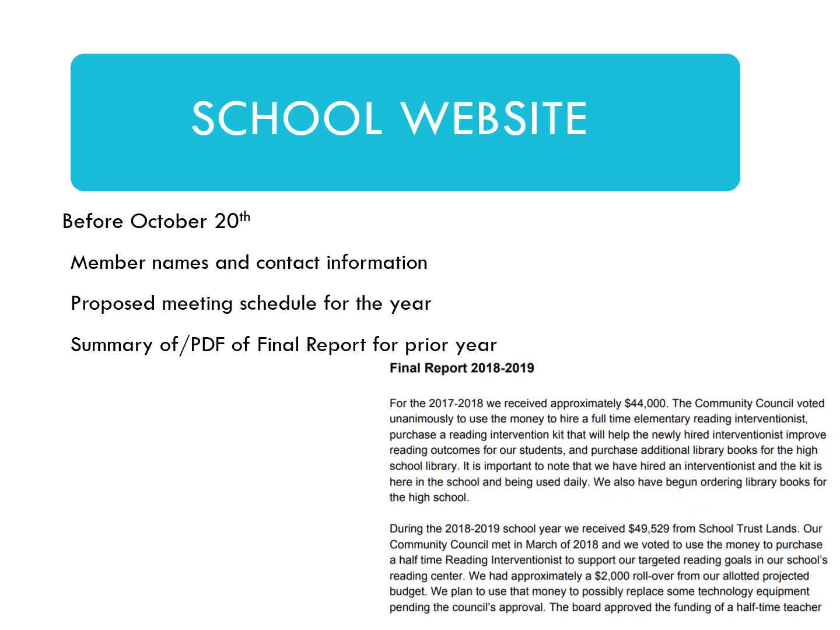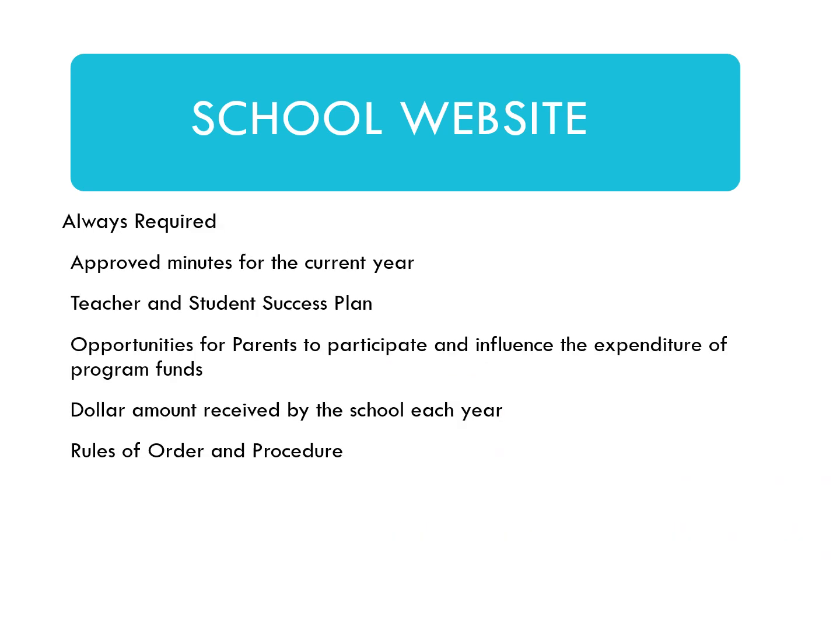This final report summary shows 2 school years, how much was received, and also what was done, and talks about the student improvement that came from these purchases. It's a good example of a summary of a final report.